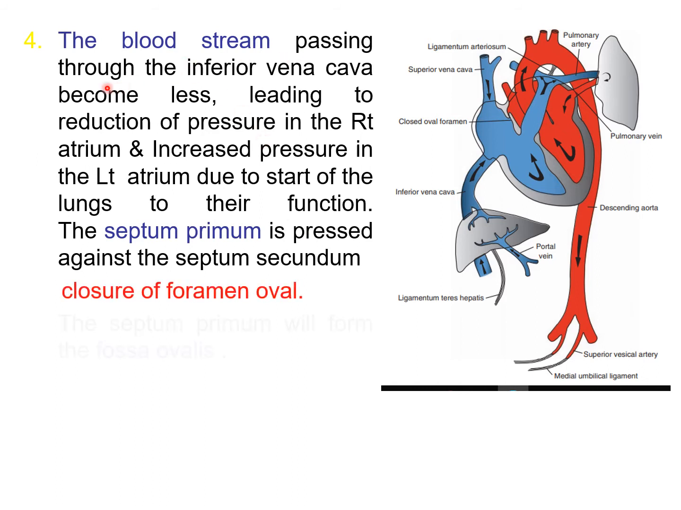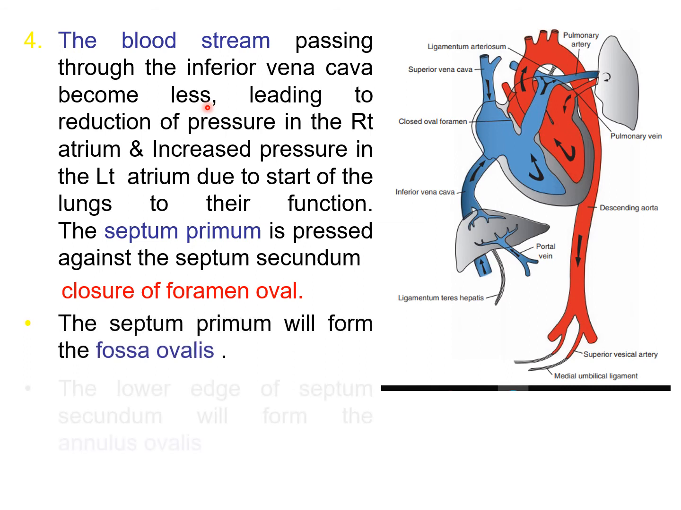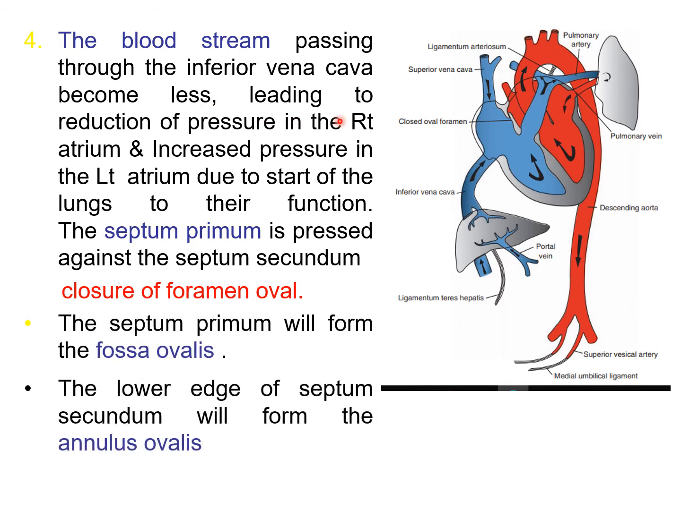The blood stream passing through the inferior vena cava becomes less, as we have discussed, because of the closure of the ductus venosus, leading to reduction of pressure in the right atrium. So this pressure is decreased because now there is no direct flow. This is the diagram showing the adult circulation. Before it was passing directly, now it enters into the liver. From the liver it enters into the inferior vena cava. So pressure decreases over here, and ultimately the pressure in the right atrium also decreases, and the pressure in the left ventricle increases.